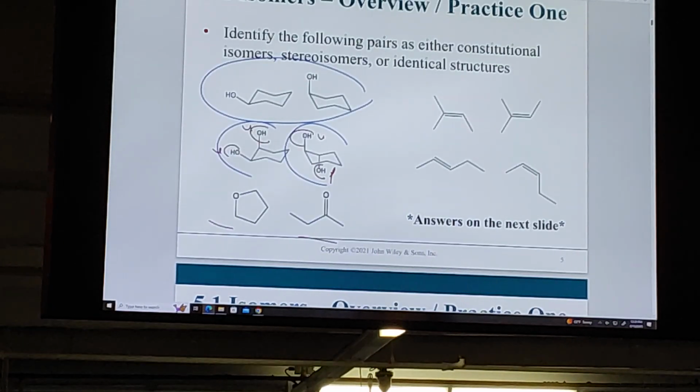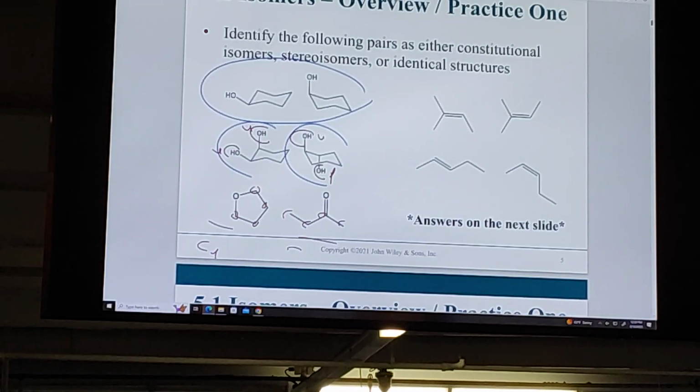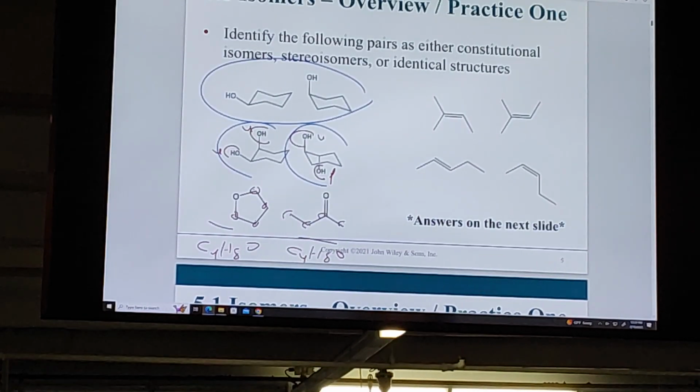What are these? Before you jump to conclusion, count. How many carbons we have here? 4. 1, 2, 3. How many hydrogens? 2, 4, 6, 8. How many hydrogens? 3, 4, 5, 8. And 1 oxygen. Are the number of hydrogen, oxygen, carbon, etc. the same? Yes. Now, but are these related by the way? No, this is an ether, that's a ketone. What do we call these? Constitutional isomers.